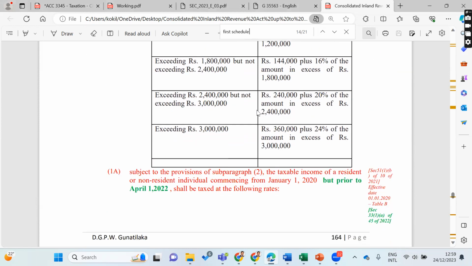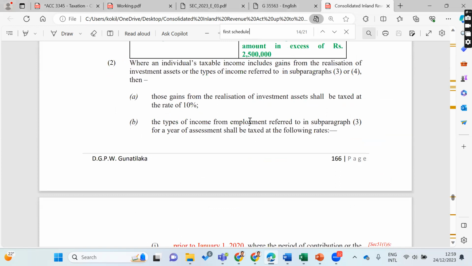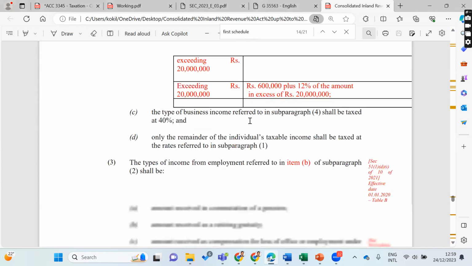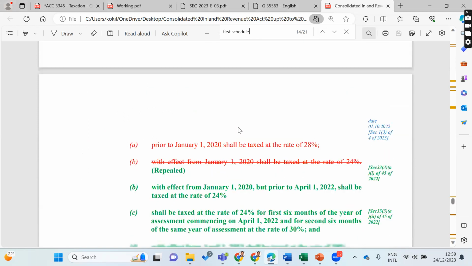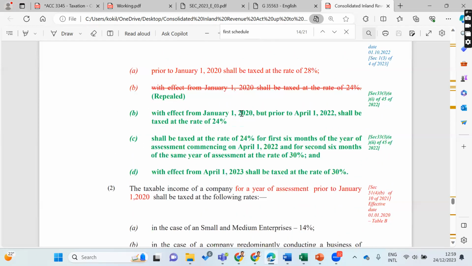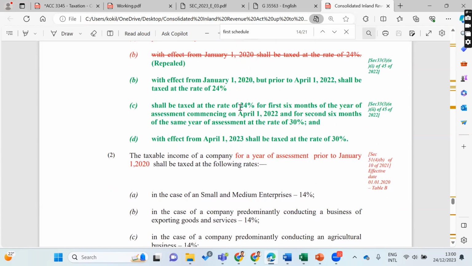here are tax rates for individuals, tax rate for partnership, tax rate for trust, tax rate for companies, right? So you can see, with effect from 1st January, they changed it again, and then the law was amended accordingly for companies for the first 6 months and last 6 months, right? For company, first 6 months, 24%, and the second 6 months, 30%. With effect from 2023 onward, 30% is the tax rate. So this is the change for company.